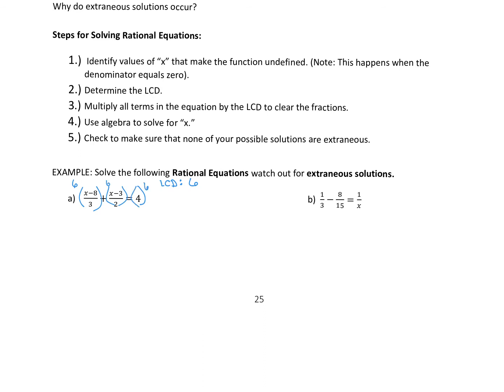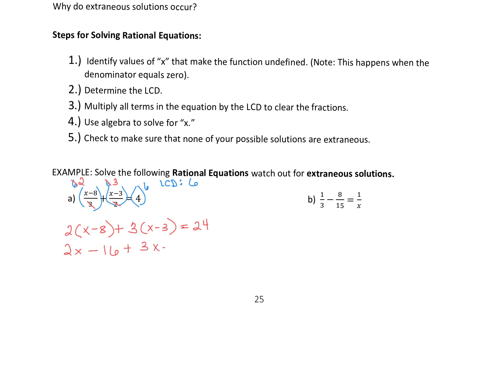Now when I do that, you'll notice 3 goes into 6 twice. So we'll have 2 times x minus 8. 2 goes into 6 3 times. So we'll have plus 3 times x minus 3. And then 6 times 4 is 24. So what we've been able to do by multiplying by the least common denominator is eliminate all of our fractions. And then we just solve as we normally do for a linear equation.